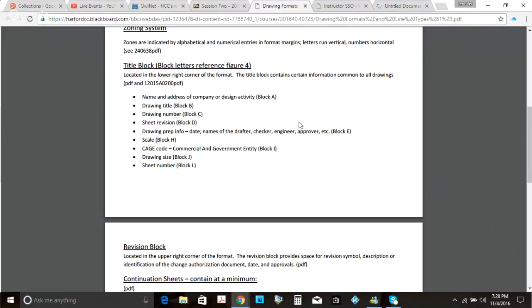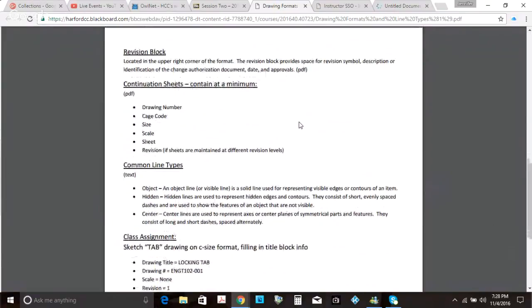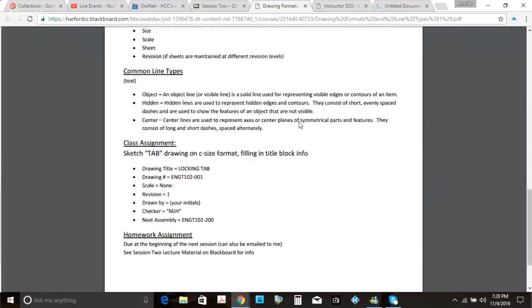Common line types, which are on page 2, sheet 2 of our session 2 outline. We hit those pretty hard: object, hidden, and center are the 3 most common line types that we've gone over thus far. Make sure you can identify those, and make sure you can list those out.